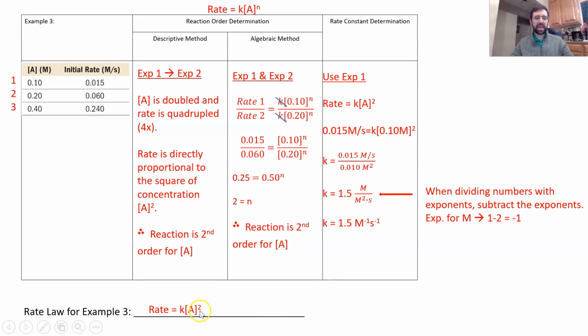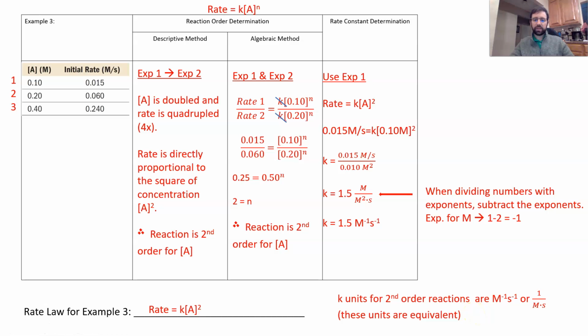Rate equals k A squared, and k is 1.5 inverse molar and inverse seconds. That's the units that we're going to have for a second order reaction. So second order reactions are going to have units of inverse molarity times inverse seconds, or 1 over molarity times seconds. Those units are equivalent.